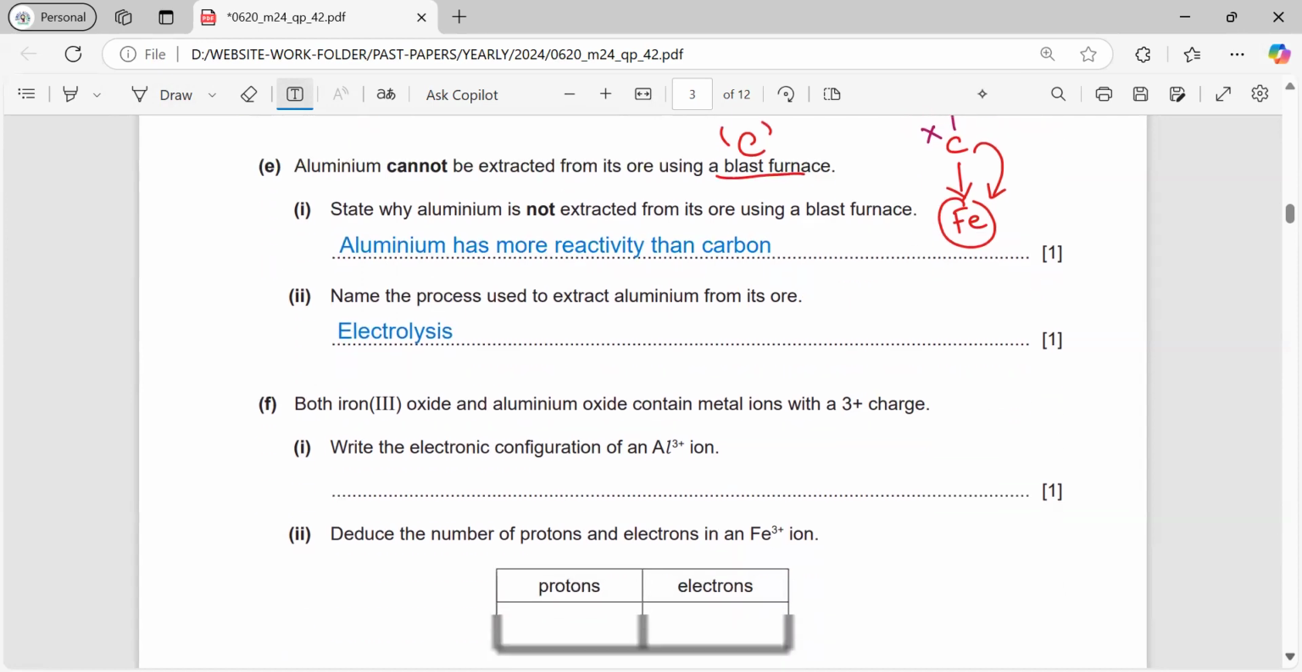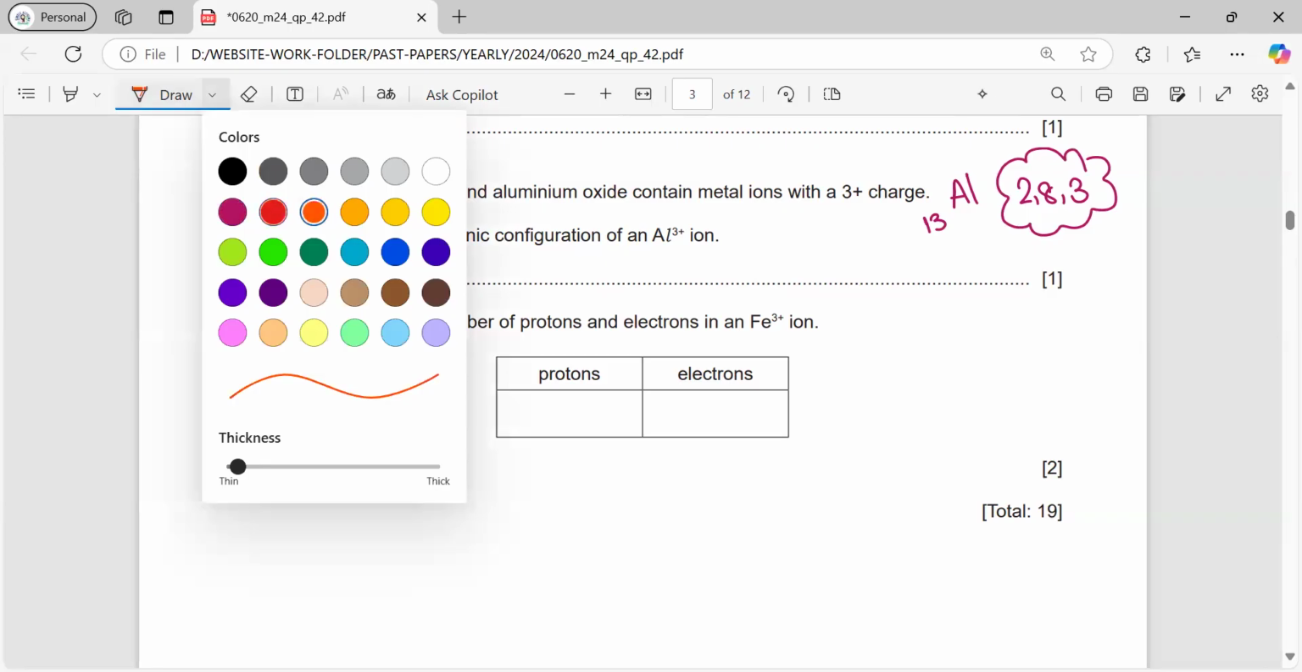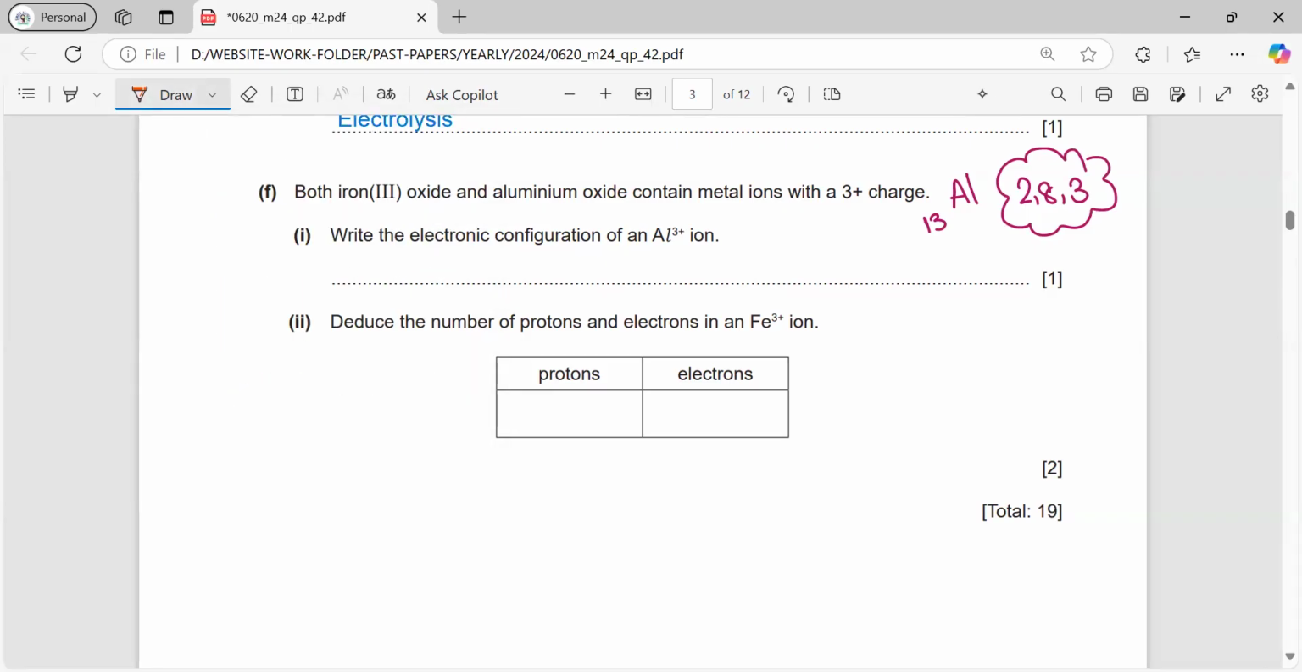Both iron 3 oxide and aluminium oxide contain metal ions with a charge of 3 plus. Write the electronic configuration of an aluminium ion. Aluminium has atomic number 13, so its configuration will be 2, 8, and 3. This is the configuration of the aluminium atom. But once the aluminium 3 plus ion is formed, it has lost 3 electrons, so its configuration becomes 2 and 8.